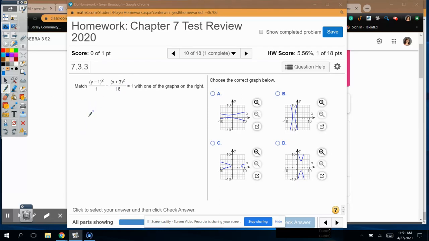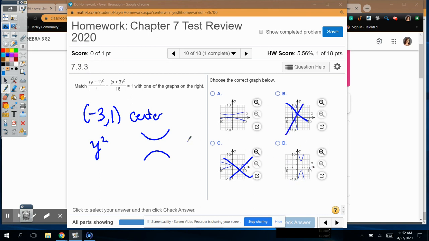So the center still comes from change the sign. So negative 3, 1 is what we have as our center here, which would be in the middle of the two branches. It's in the y squared direction, so that means it's going to go in the y direction. So the answer is going to have to be A. The only two that are going in the y direction are A and D. This is the y direction. And negative 3, 1 has to be the center, and that would not be D. So the answer is A.